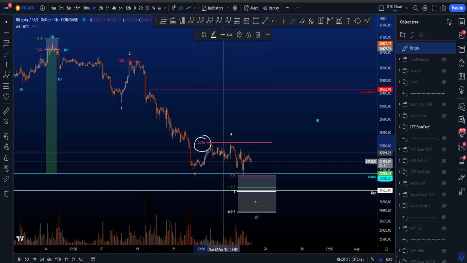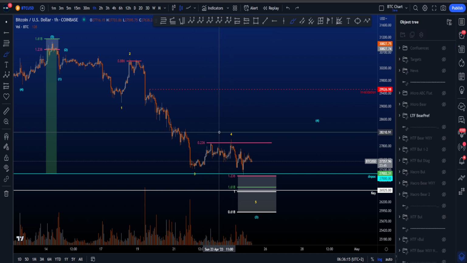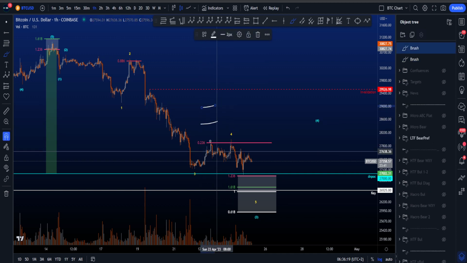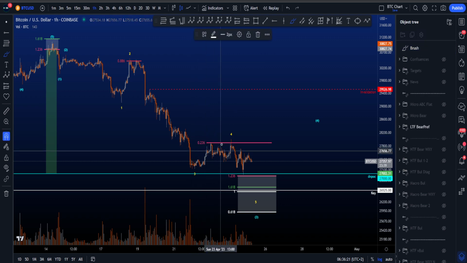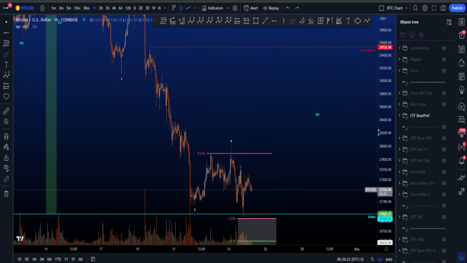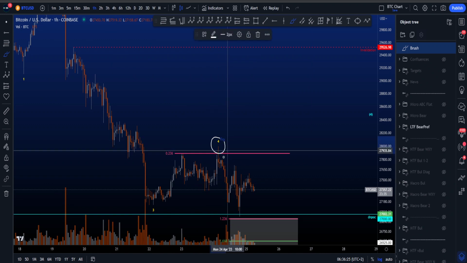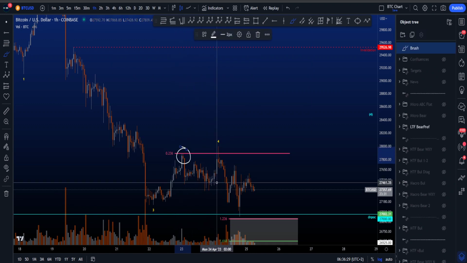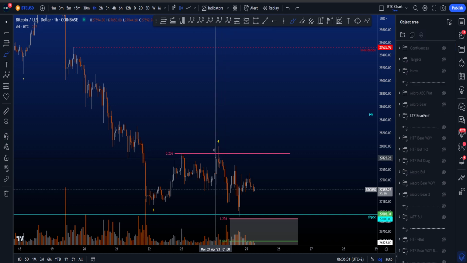Now the 0.236 for a wave 4 is a shallow target because you also have the 0.382 and the 0.5 that are higher up there, but the 0.236 is a nice shallow target for a wave 4. And also what I like about this wave 4 being put over here is that it basically wicked above the highs that we made earlier on the 1 hour, took the liquidity and then started to move to the downside.